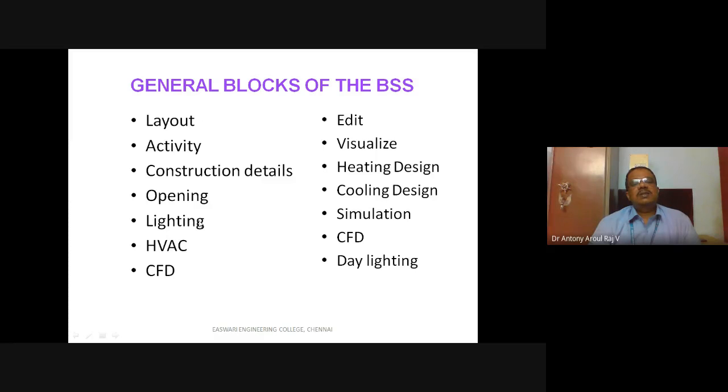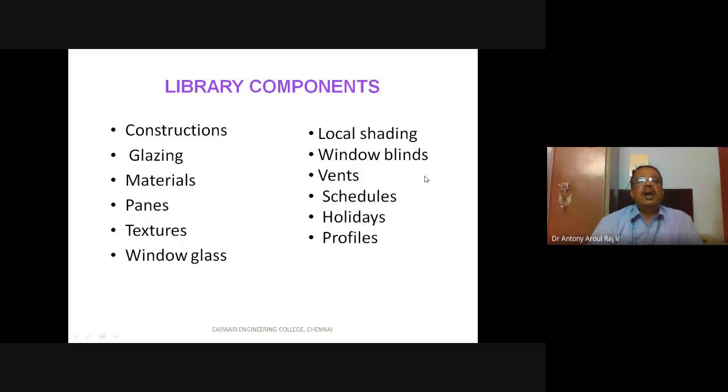So even lighting studies you can do, HVAC studies you can do, CFD studies. This I told you already. And this is how the blocks will be. So you can do the heating design, cooling design, simulation, CFD, and daylighting. All these things are possible. And what are all the library components you will be having? Today, since time is not there, we will have a quick go through of what we will be having, and maybe tomorrow we can have a detailed discussion on these components.